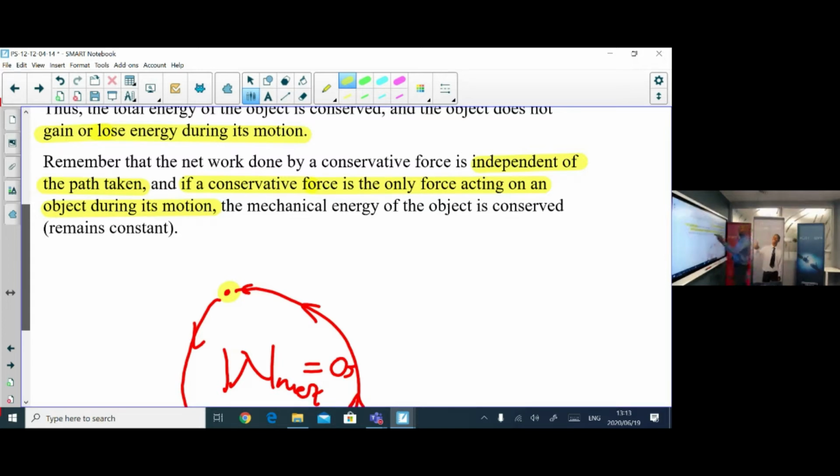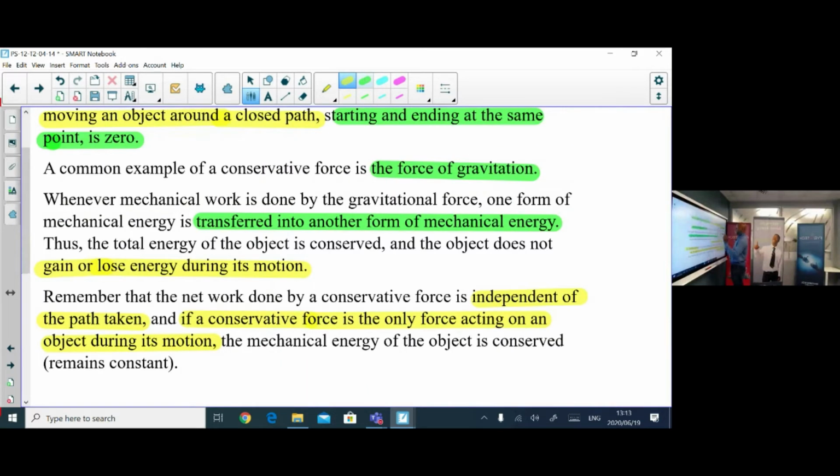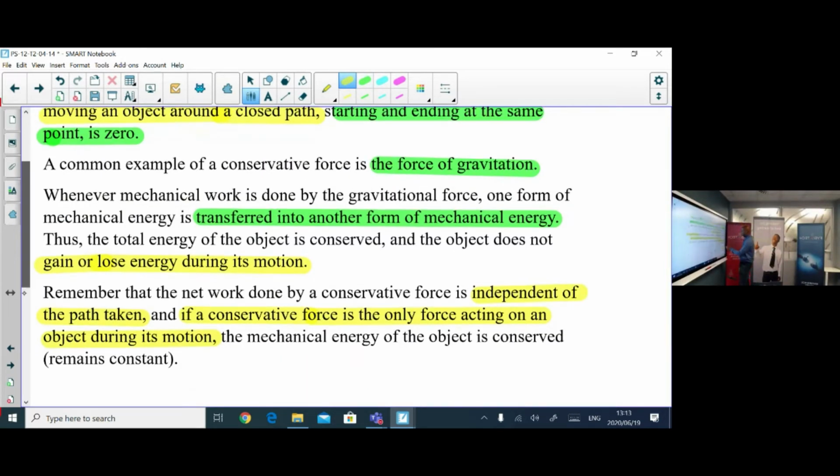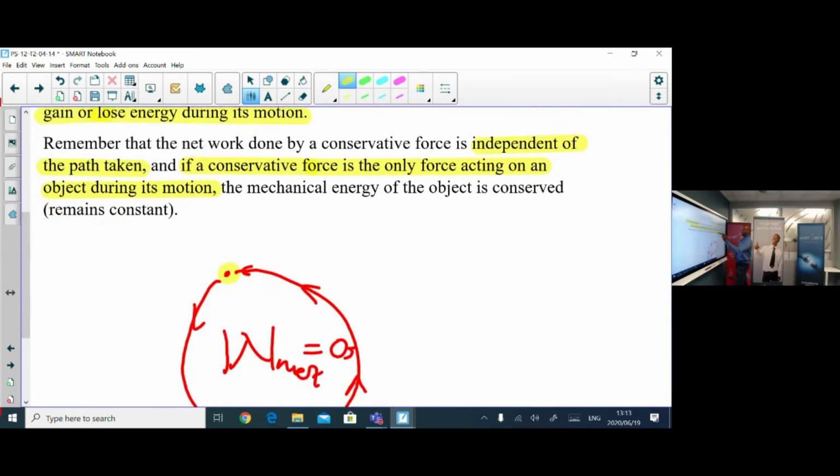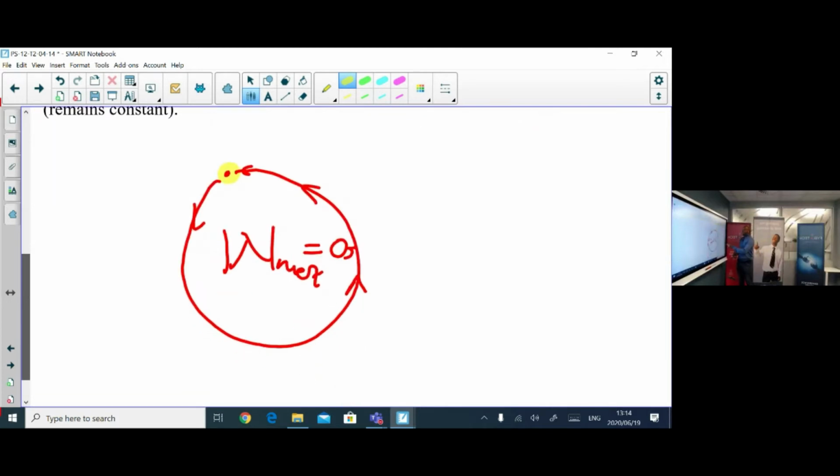The mechanical energy here, I just want to show you something. Mechanical energy of an object is conserved. In other words, when we talk about conserved, it's going to remain constant, remain the same. That is why mechanical energy is conserved. You are just going to have this path. Where you have started is where you are going to end, and then W net is equal to 0. In other words, there is no net work happening there.